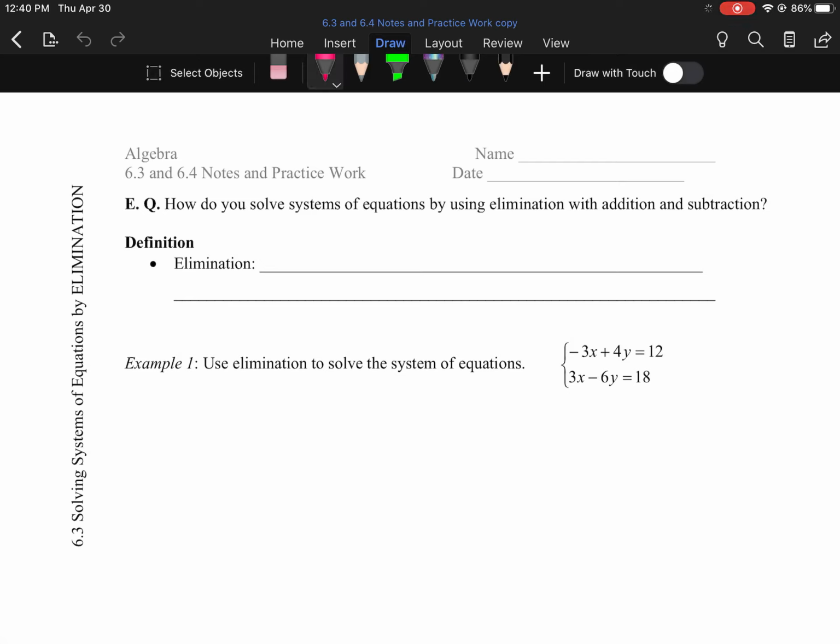So it's the process of adding or subtracting two equations, like the number 2, to eliminate one variable.